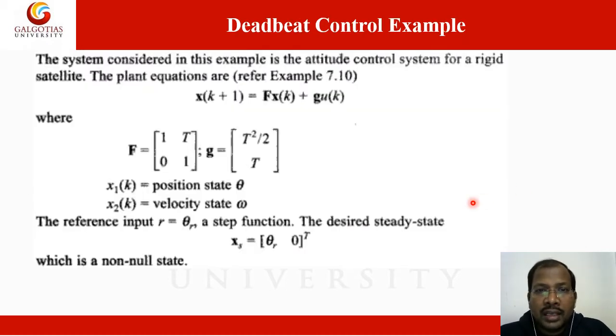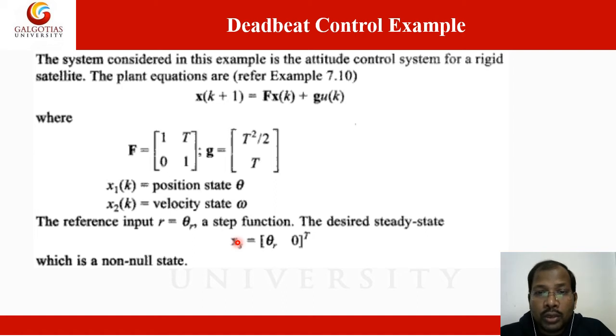Here we are considering one example. The system described in this example is the attitude control law for a rigid satellite. We have already been considering this same example everywhere. The sampling time is given, so based on the sampling time T, we have to convert it into the discrete form. F and G are given, where x1, the first state, is the position state and x2 represents the velocity state.